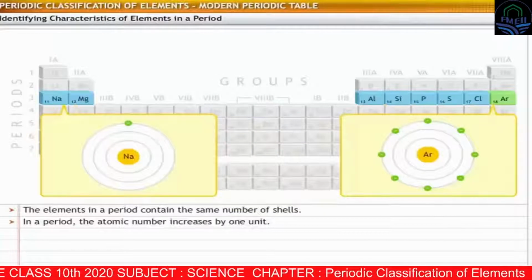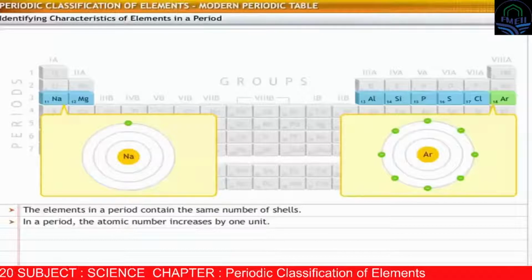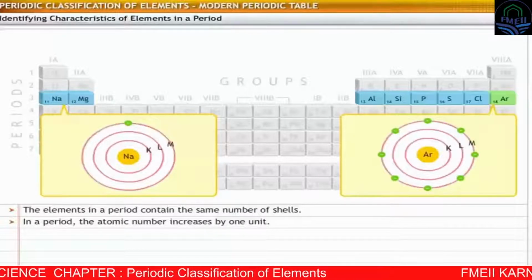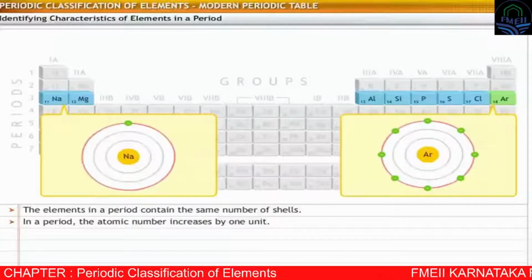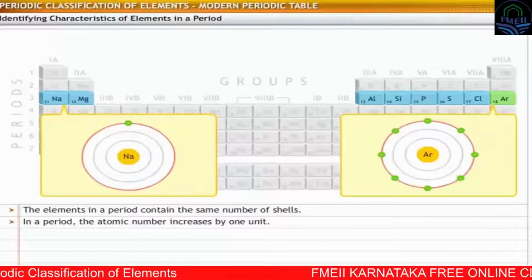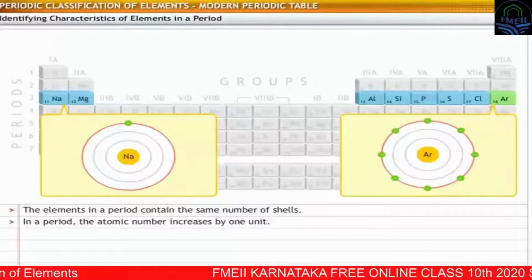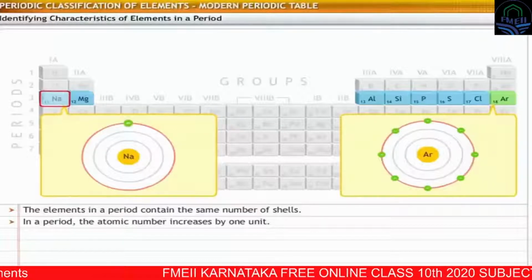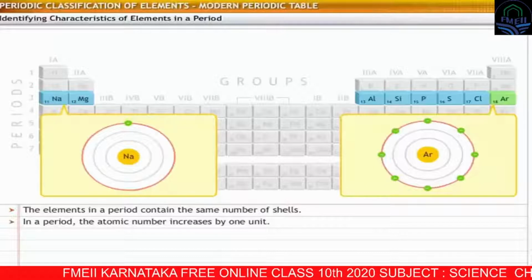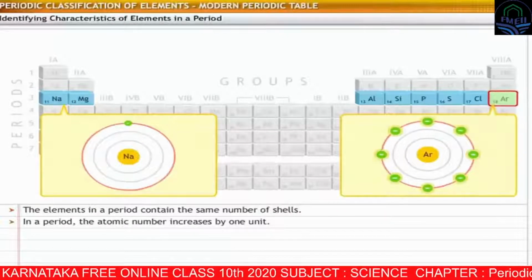Consider the example of the elements in period 3, which have 3 shells, K, L, and M. The third shell starts getting filled as we move from left to right in the period. Thus, the first element in this period, sodium, has 1 electron in its valence shell, while the last element, argon, has 8 electrons in its valence shell.